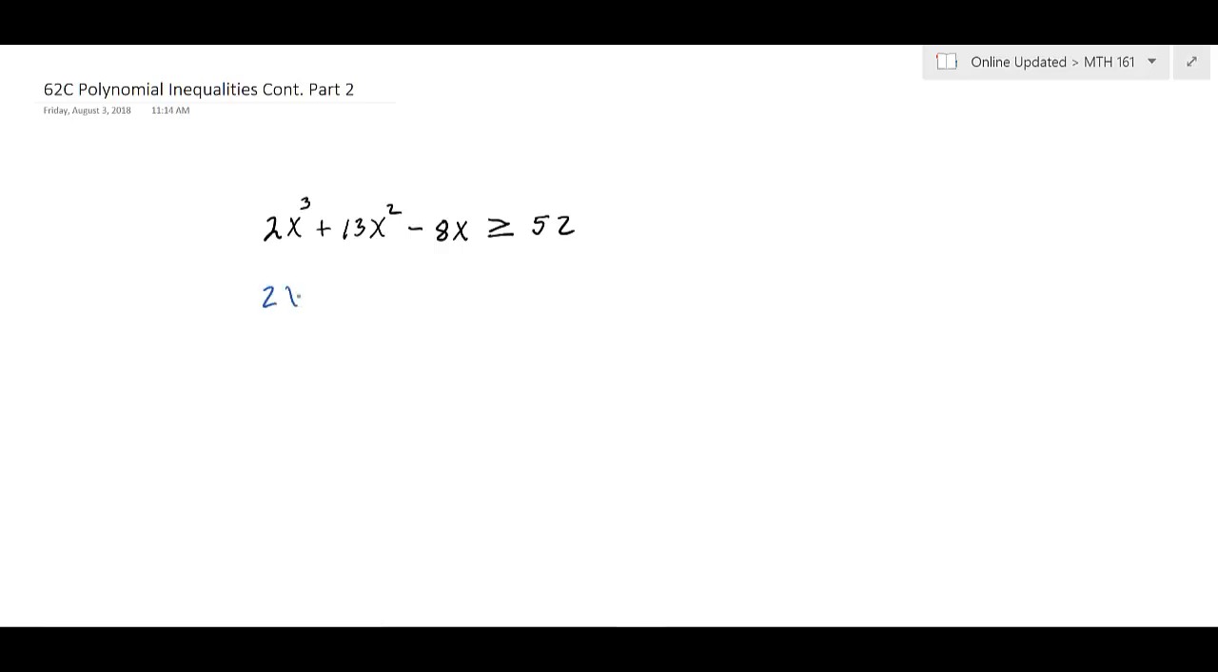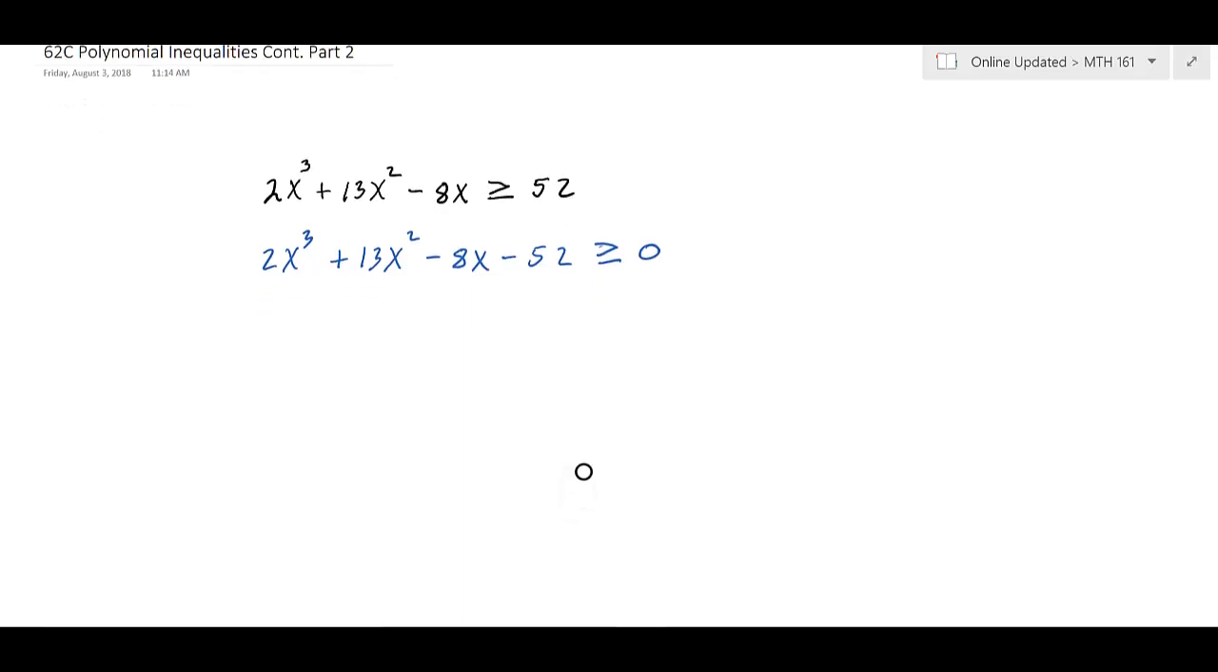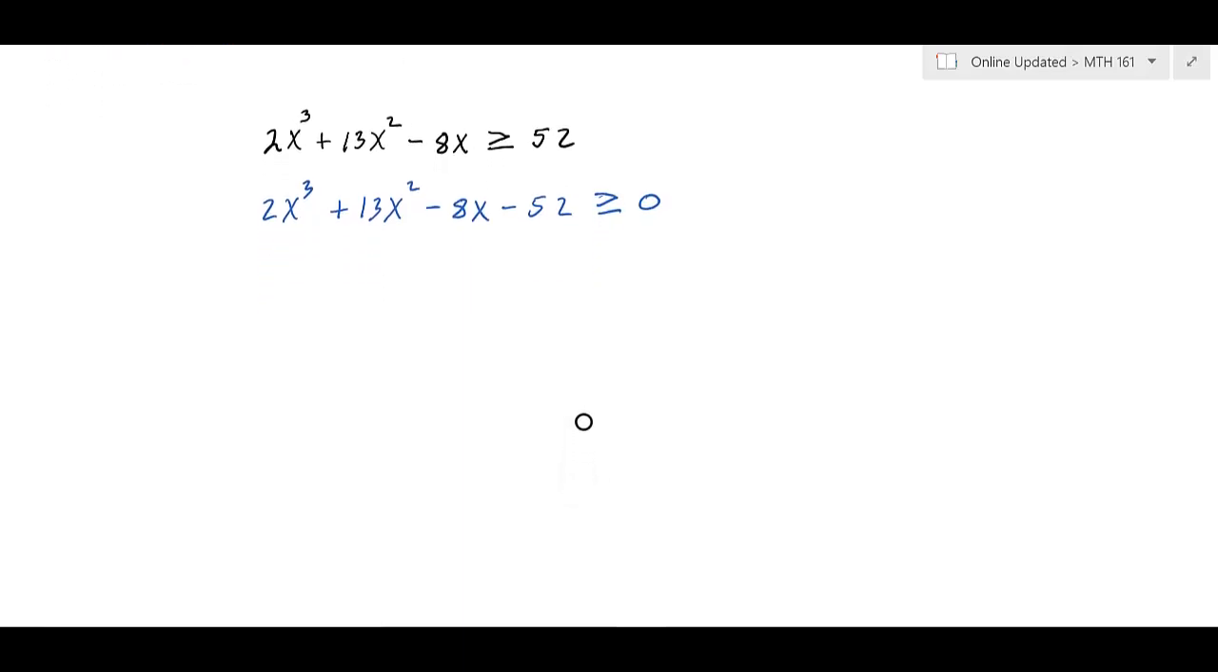So we're going to get 2x cubed plus 13x squared minus 8x, and we want to subtract over the 52, so it's now equal to 0. Now at this point we need to find when this polynomial is going to be equal to 0, because again we want to find our test intervals, test values, the polynomial values, and then make our conclusion. So how do we go about solving for x?